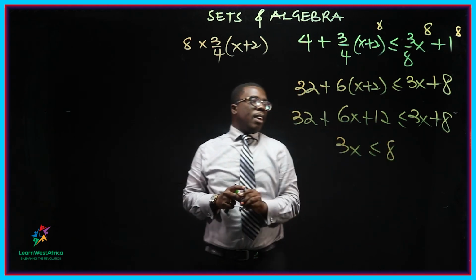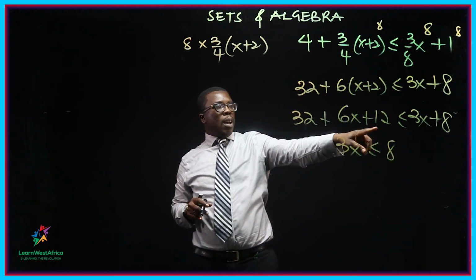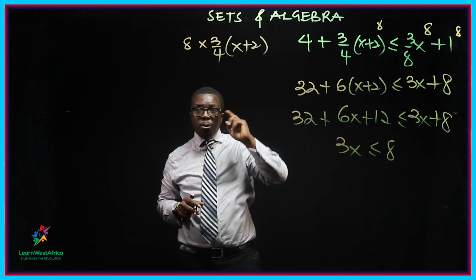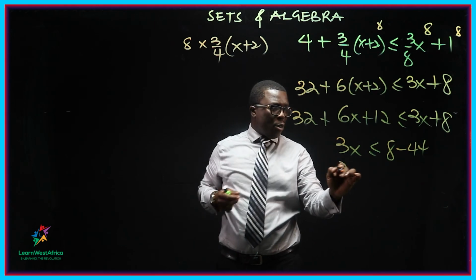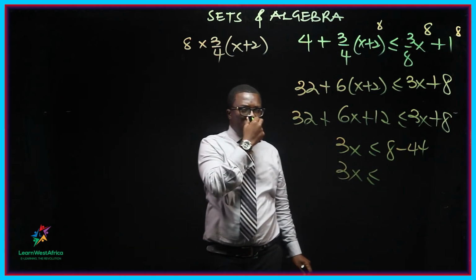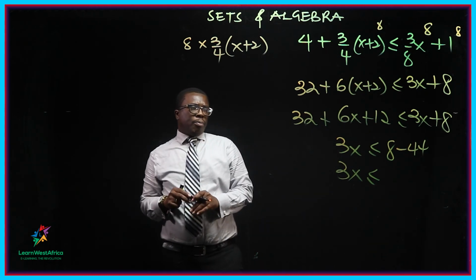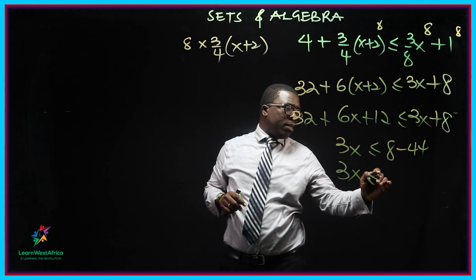So we have 8 here. Now we know 32 plus 12 is going to give you 44. So we have 8 minus 44. So we have 3x less than or equal to 8 minus 44, which is minus 36.